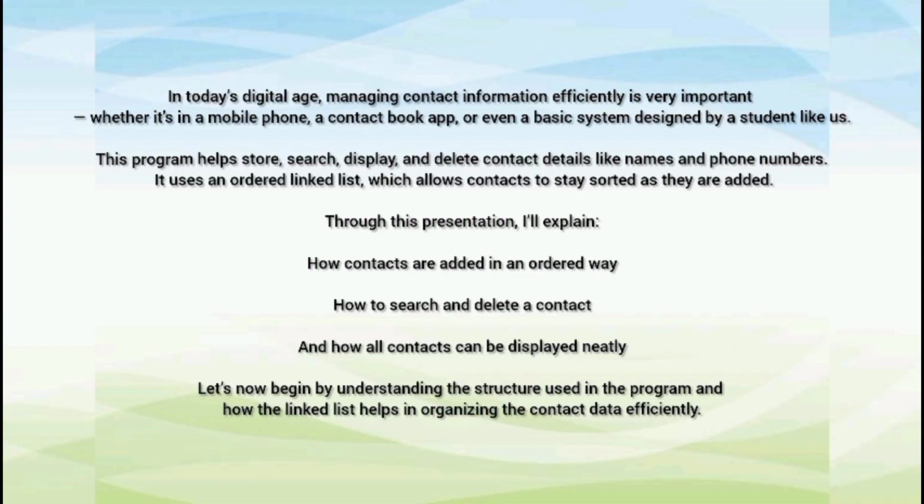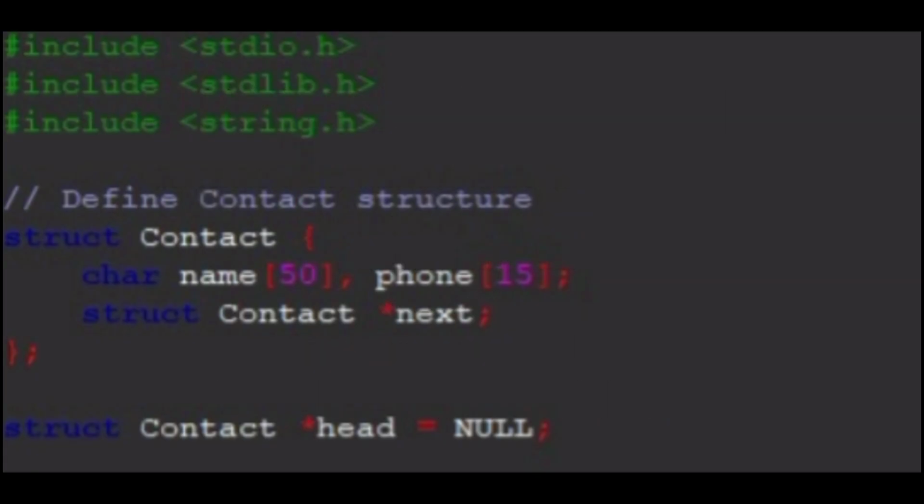Let's now begin by understanding the structure used in the program and how the linked list helps in organizing the contact data efficiently. First comes the header files. #include <stdio.h>, which is used for standard input or output functions like printf and scanf. Next, #include <stdlib.h>, which is used for dynamic memory allocation. Next, #include <string.h> for string handling functions.